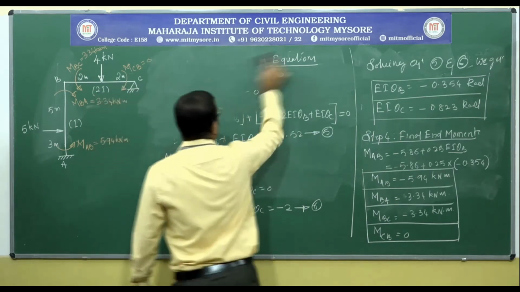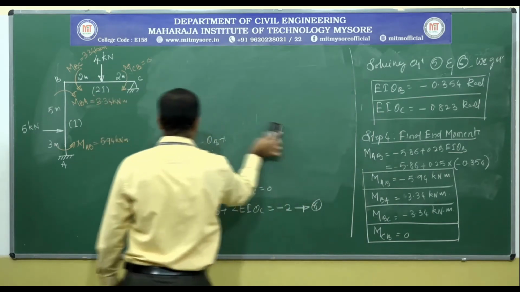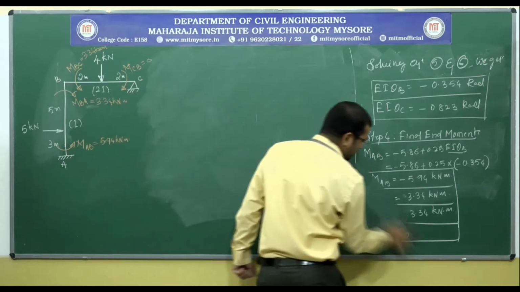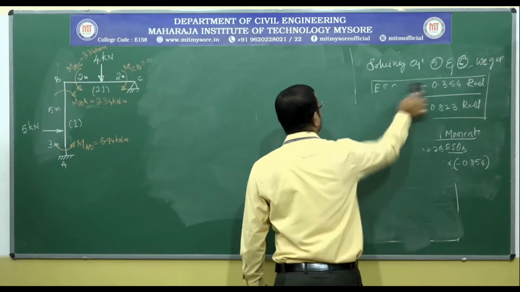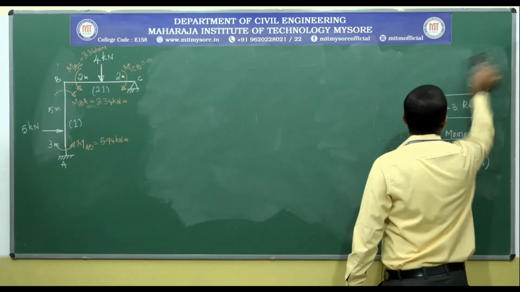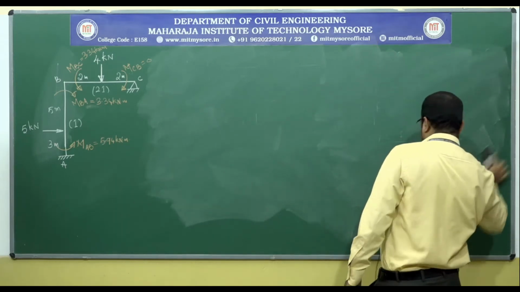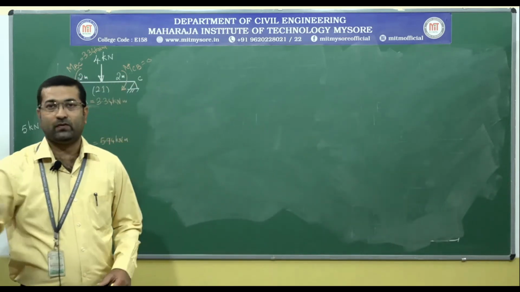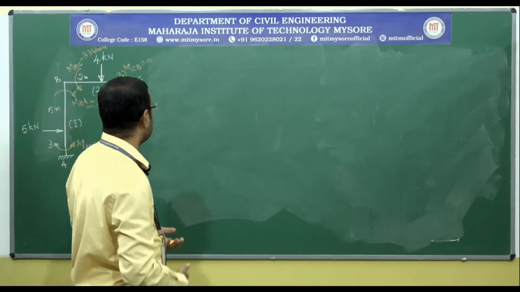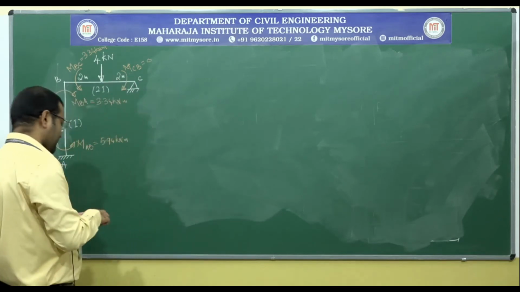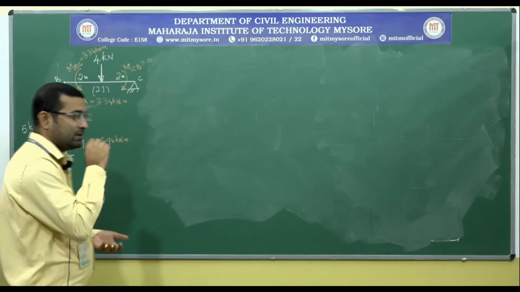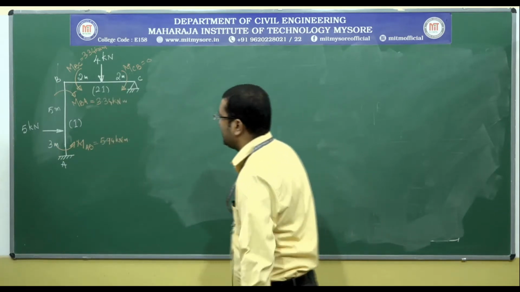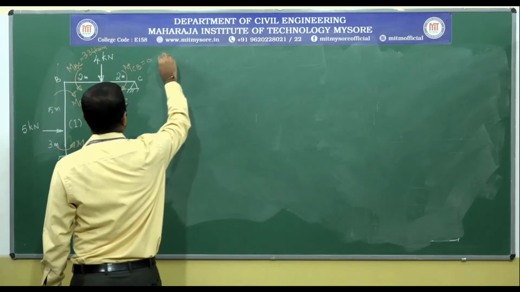So now we got the end moments. Using these end moments, we need to calculate the maximum bending moments under the loads, and also we need to work out the shear force values, that is we need to calculate the support reactions of the different spans. So that is step number 5.